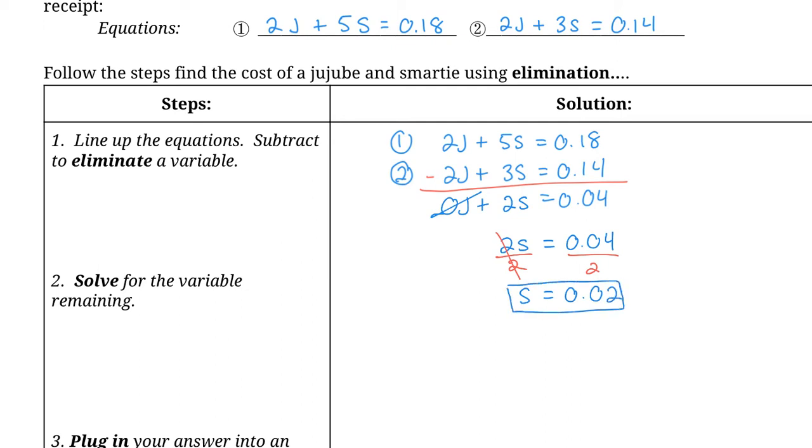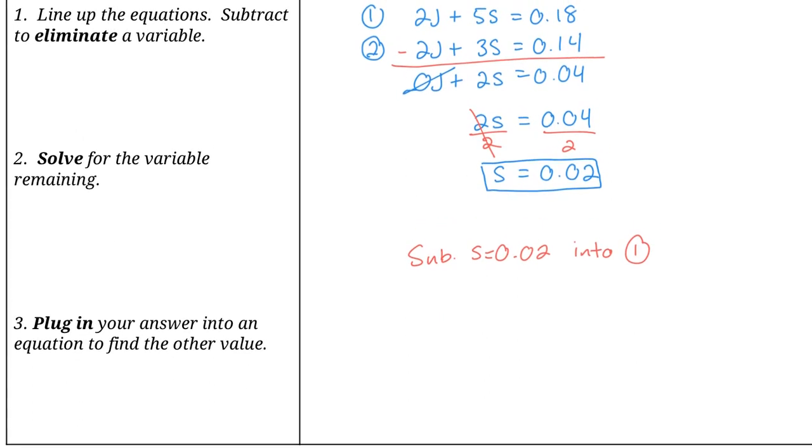But we're not done yet because we need to use that value for S to find what J is equal to. So we can just substitute this value for S into one of the original equations, and I'll just put it into equation 1. So equation 1 is just 2J plus 5S, and that's equal to 0.18. And instead of S, we're going to replace S with 0.02. And now we just need to start solving for J.